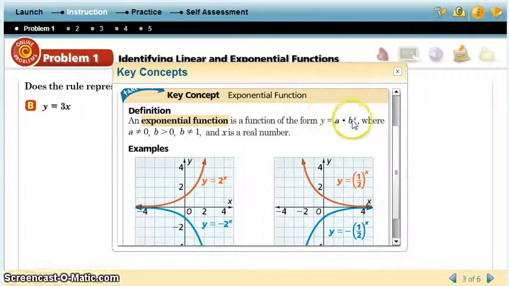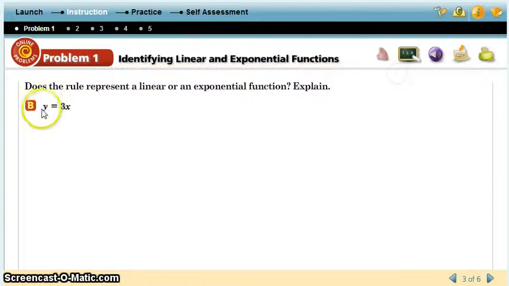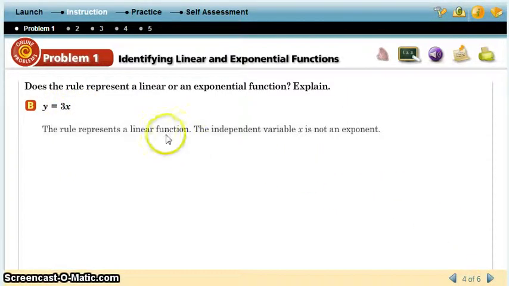In an exponential function, it should be the exponent. But in our equation, it is actually just being multiplied by 3. 3 would be considered our slope. This is actually in y equals mx plus b, where b is 0, form. So 3 is our slope, x is our independent variable, and it is not the exponent. So that means that this is a linear function. The independent variable is not an exponent, so it's not exponential. Be very careful. If the x had been up here as the exponent, then this would be exponential.